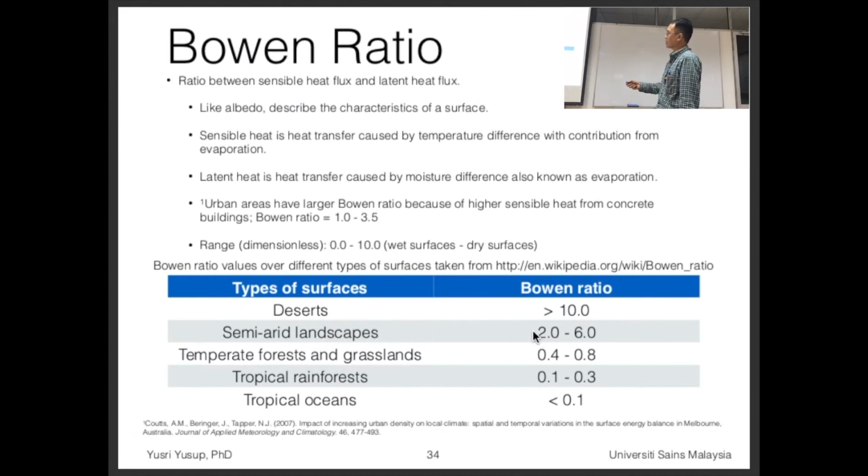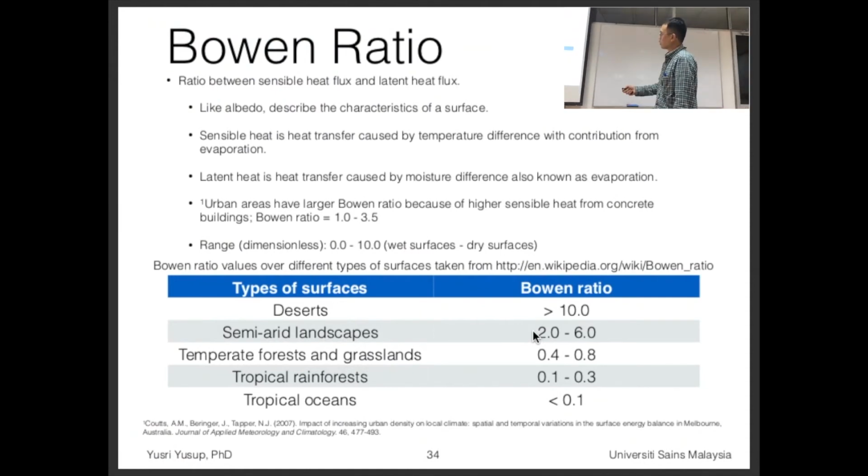Now, urban areas have a larger Bowen ratio because of the higher sensible heat from concrete buildings. But in Malaysia, we generally have a low Bowen ratio because of all the humidity in the air and because of the vegetation. The vegetation also releases moisture into the air through transpiration, respiration, and so on. Over, say, Dubai, or over dry areas, the Bowen ratio will be quite high.